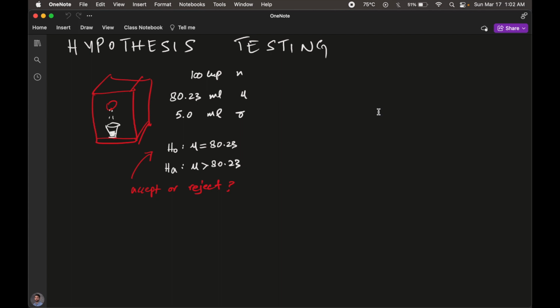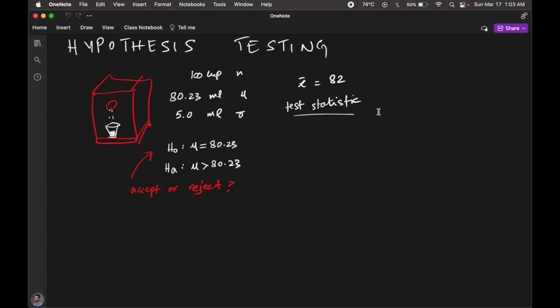Now, consider for this example that we have come across a sample mean value of 82 milliliters. We took 100 cups and took an average for all of those 100 cups, and the average value turned out to be 82 milliliters. The process that we're going to follow is to compute a test statistic. This is how we put a number, or a probability, to our observations. We take a sample mean and we compute a test statistic.